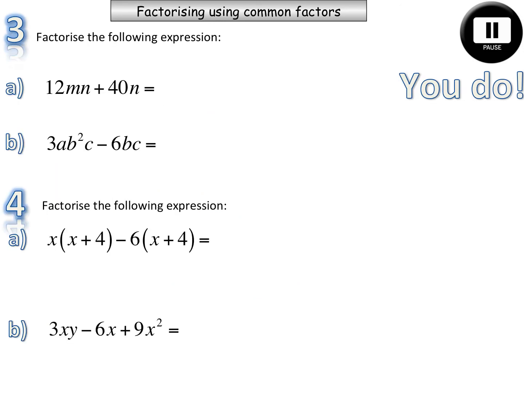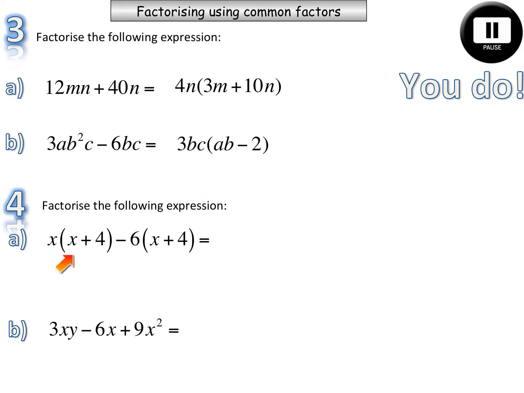Okay, pause the video and see how you go with these 4 questions. Okay, the first one is 4n multiplied by 3n plus 10n. The next one is 3bc. So if you take out a 3bc, you need to have an a and another b there, so ab. And here 3bc multiplied by negative 2 gives you negative 6bc.